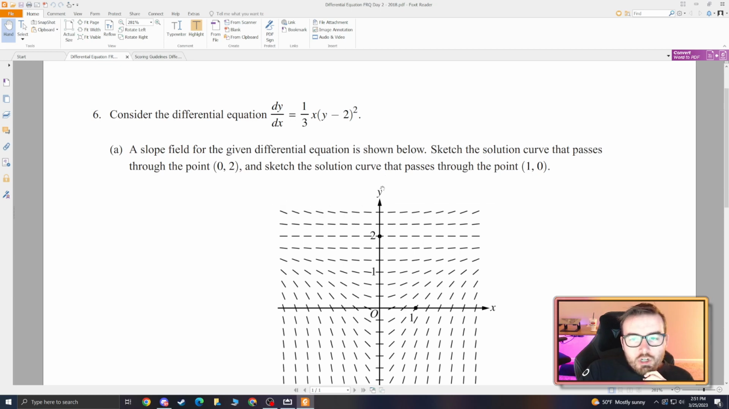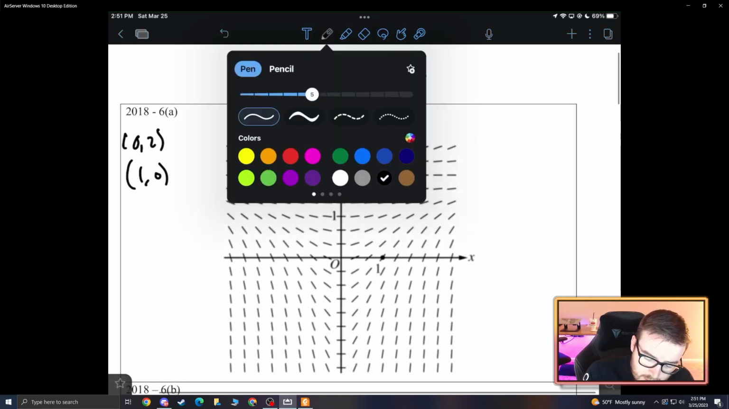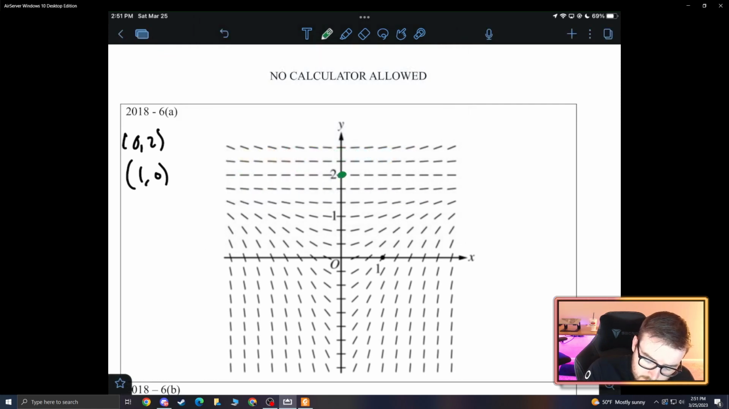Sketch the solution curve that passes through the point (0, 2), and sketch the solution curve that passes through the point (1, 0). Let's do it. Oh, they already have them. I didn't even notice that. Here's (0, 2), and here's (1, 0). (0, 2) is on a flat slope.